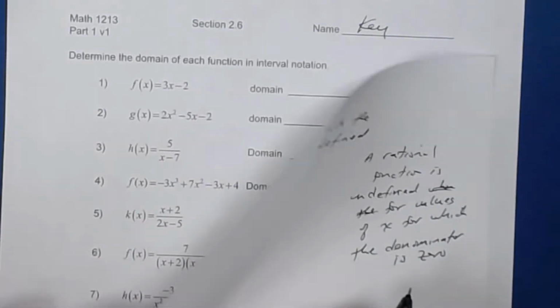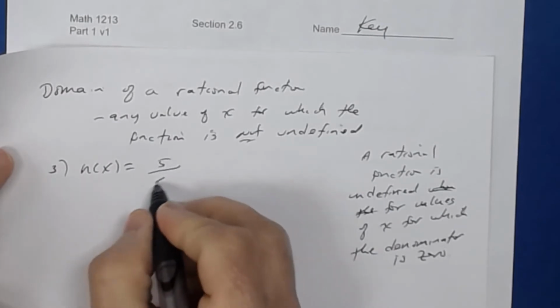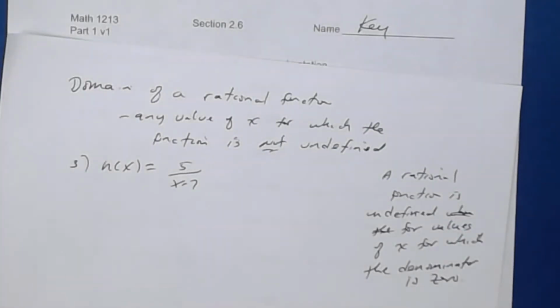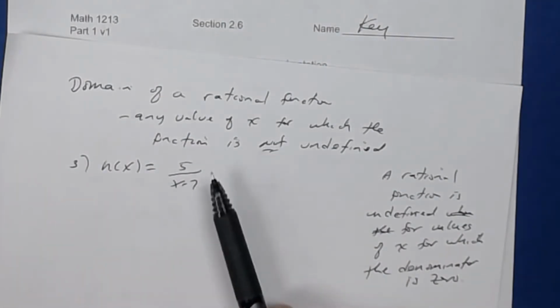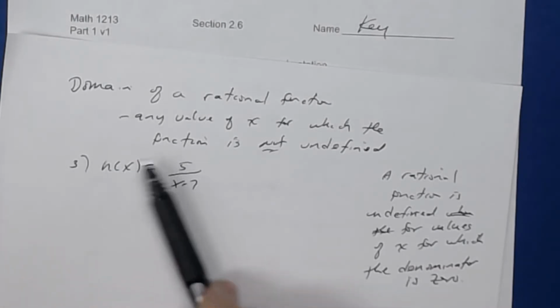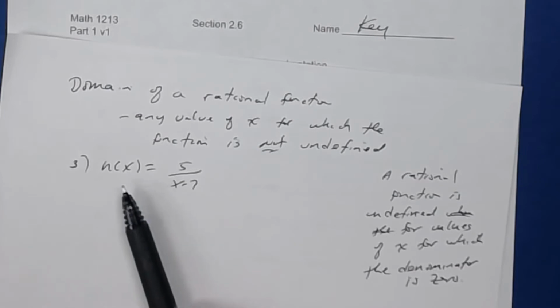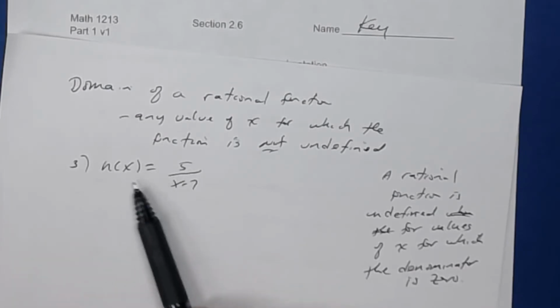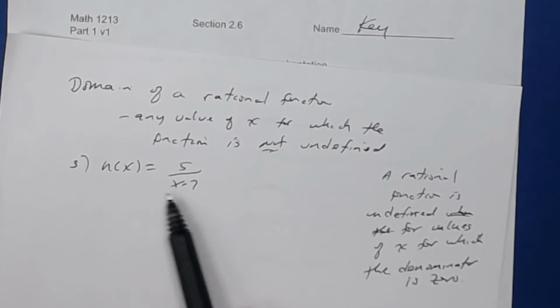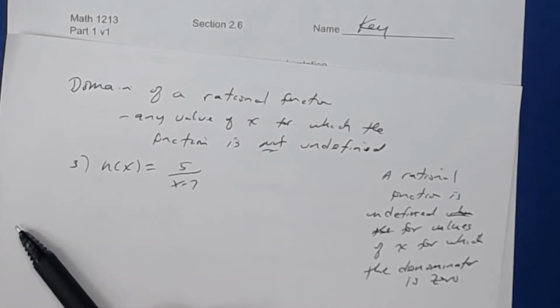So if we go back to number 3, we have the function h of x is equal to 5 divided by x minus 7. If we look at this rational function, we want to find its domain. So what are the values of x that I can use in this domain and get a y value back? That's going to be important when you start graphing these. A rational function is undefined when the denominator is 0. So the question is, what value of x makes that denominator 0?